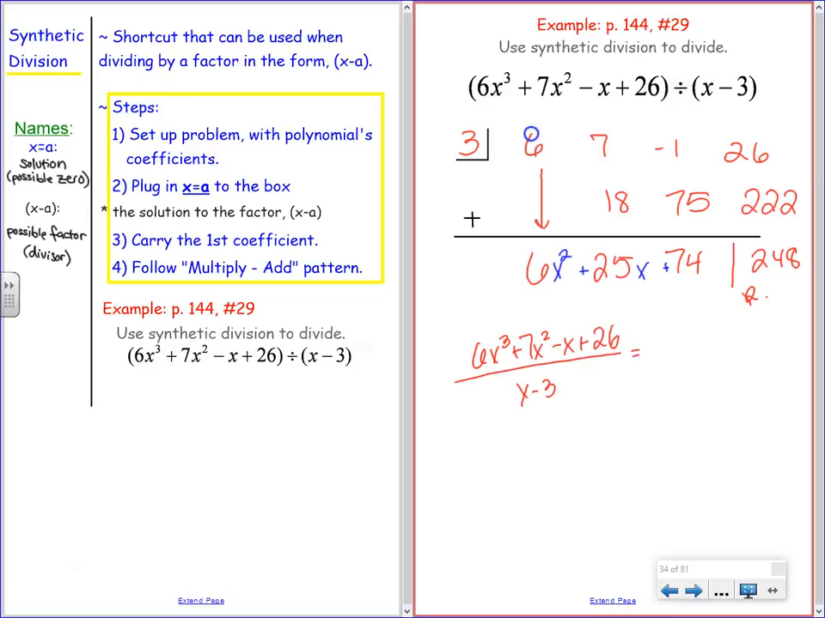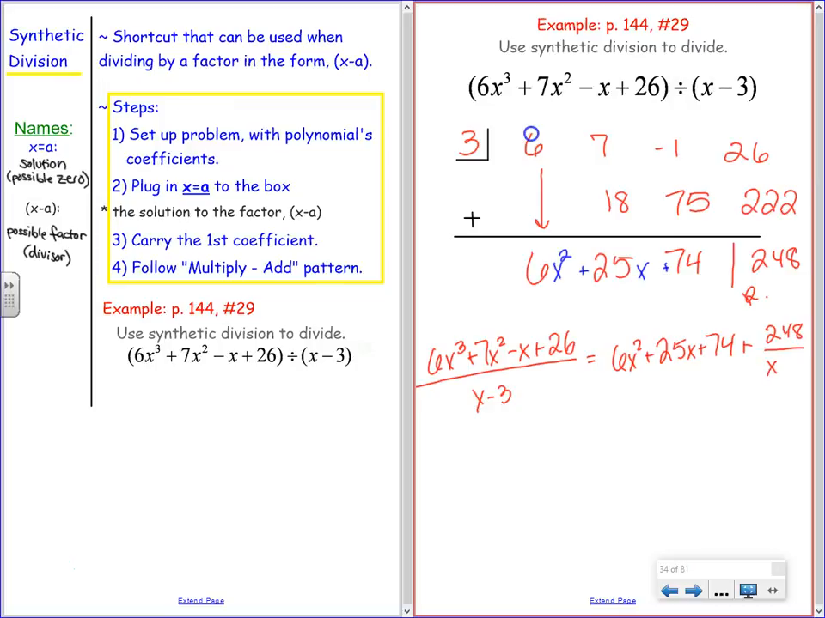That's technically the problem that we did. We get 6x squared plus 25x plus 74 plus, how do I put the 248? 248 over x minus 3. Got it. Once again, is x minus 3 a perfect factor or even just a normal factor of the polynomial? No. Why? It doesn't go in evenly. But can you still divide? Yeah, sure. Why not?